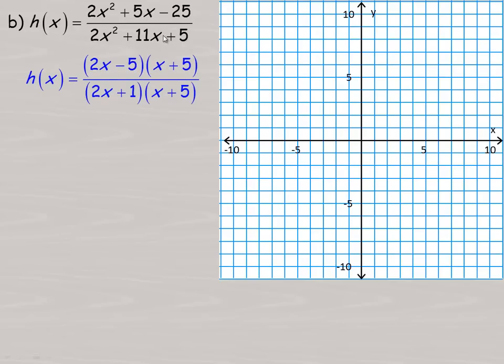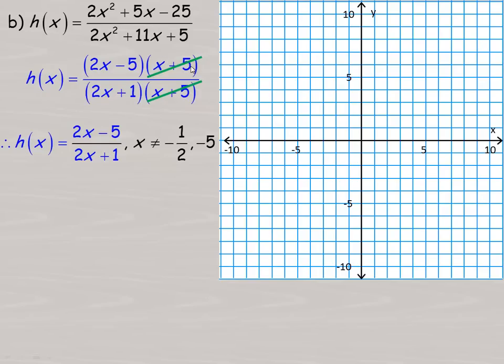But the numerator factors into 2x minus 5 times x plus 5, and the denominator into 2x plus 1 times x plus 5. So we have a common x plus 5 factor in the numerator and denominator, so they'll divide out. So this would simplify to 2x minus 5 over 2x plus 1. So this function is equivalent to 2x minus 5 over 2x plus 1. And of course, the x plus 5's factor out.